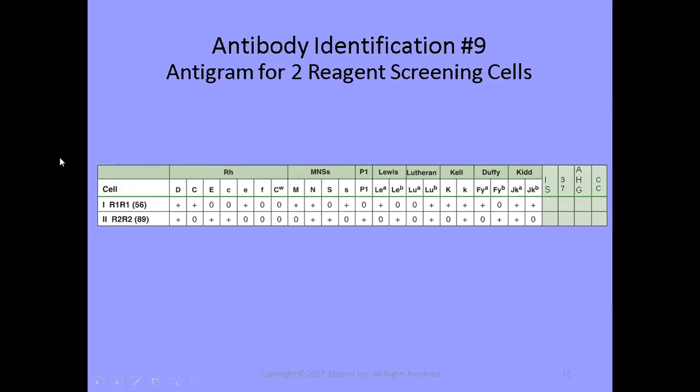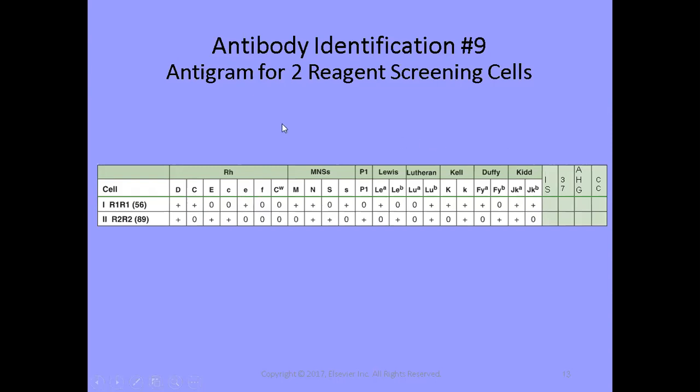So here we see a picture of an antigram from our textbook. And this antigram, we've looked at it before. It happens to have 2 vials of cells, and so you can see why it's so important to know that Wiener classification. That's how they're designated here. And so as we've discussed previously, if I look across here, this antigram tells me which antigens are present. This one has big D and big C, no big E, no little c, has little e, so on and so forth.